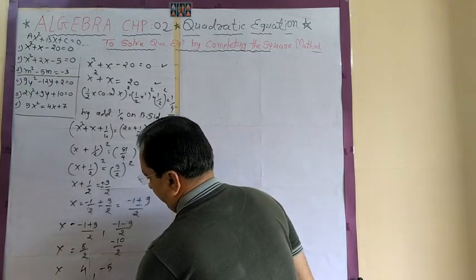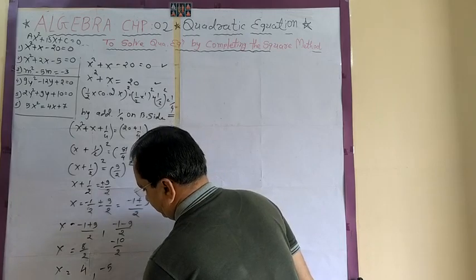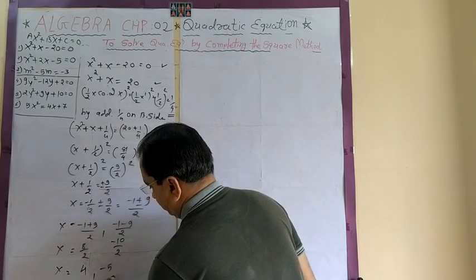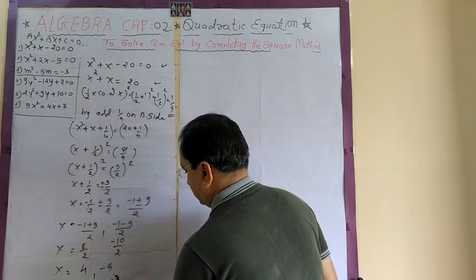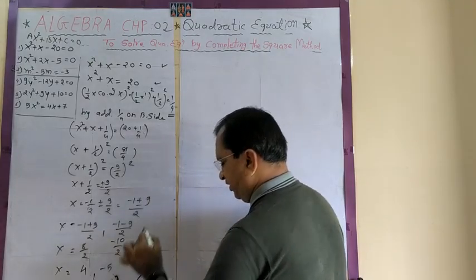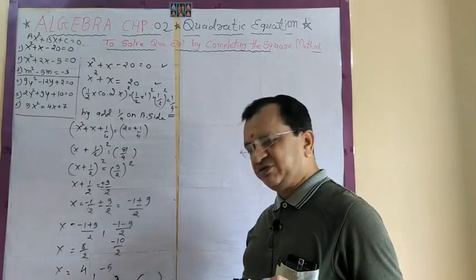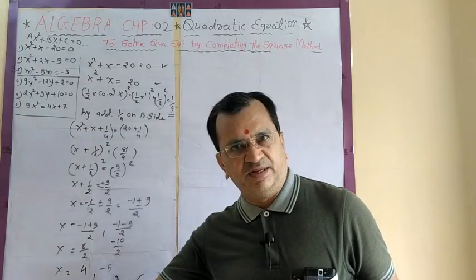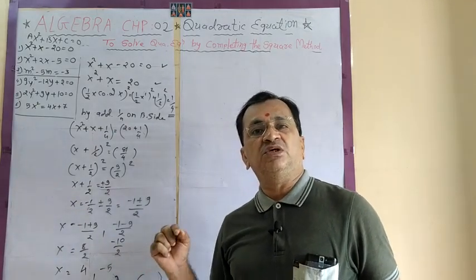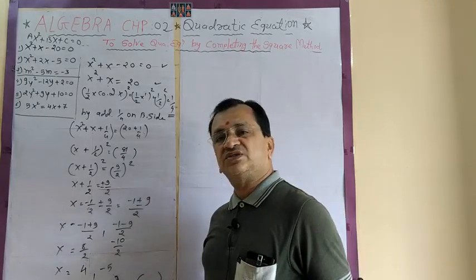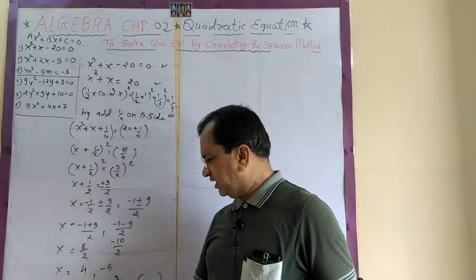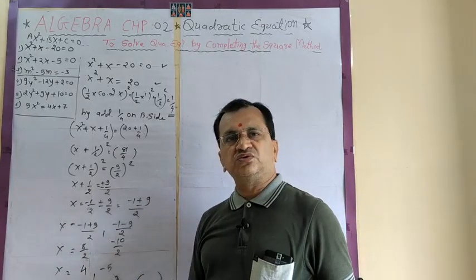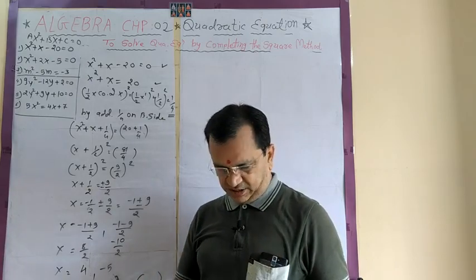So the final answer. In the previous chapter on simultaneous equations we learned that this bracket means two answers of two different variables. Here it is a solution set, meaning both answers belong to x only, not different.